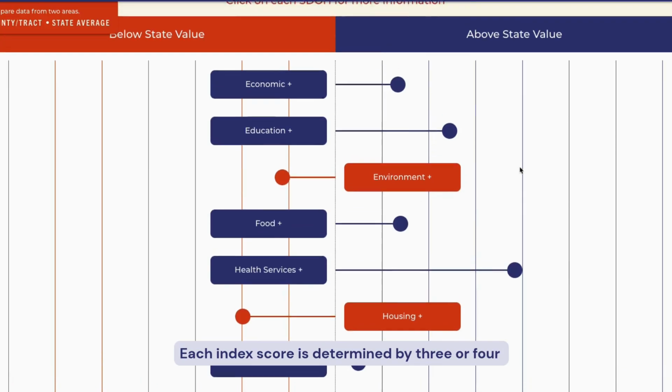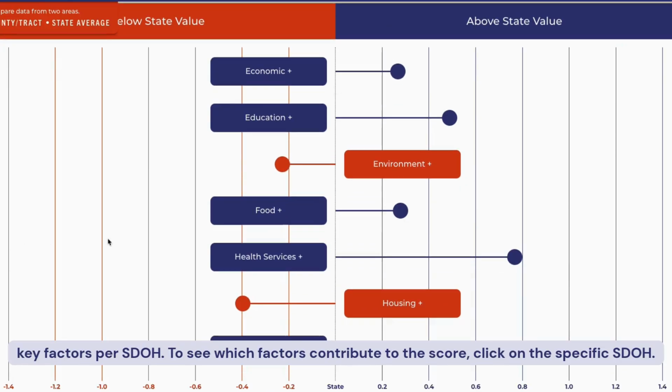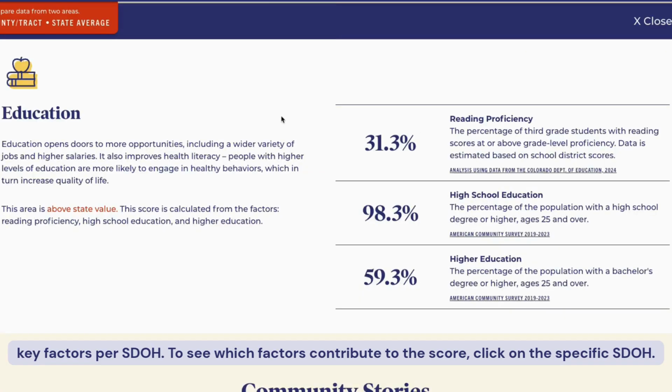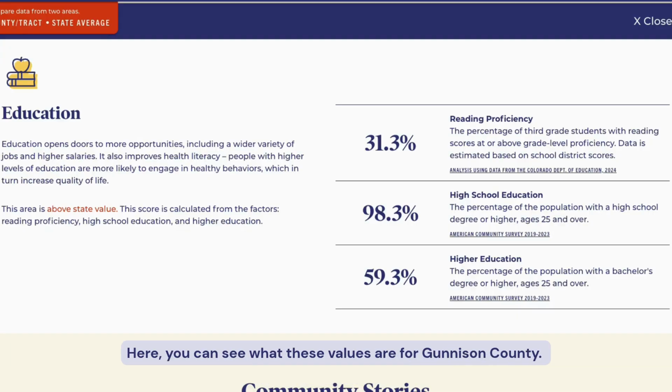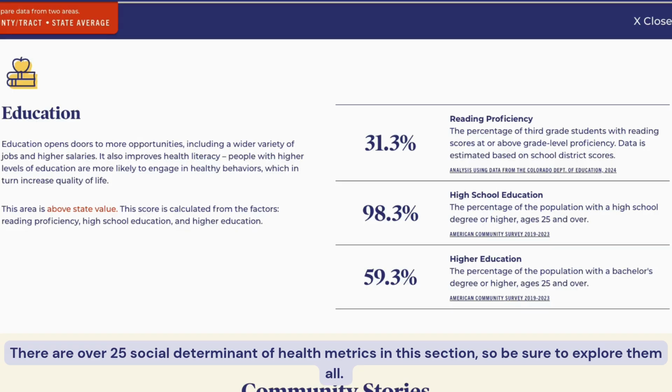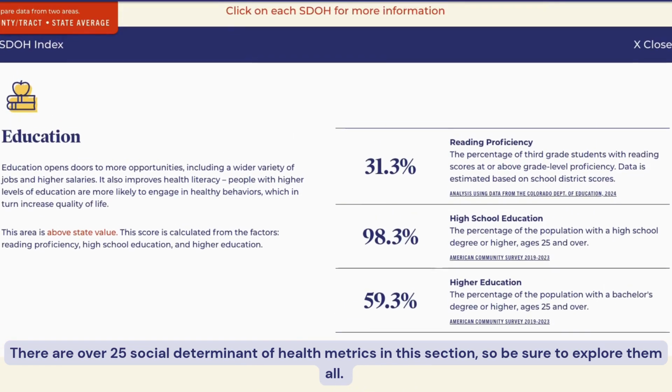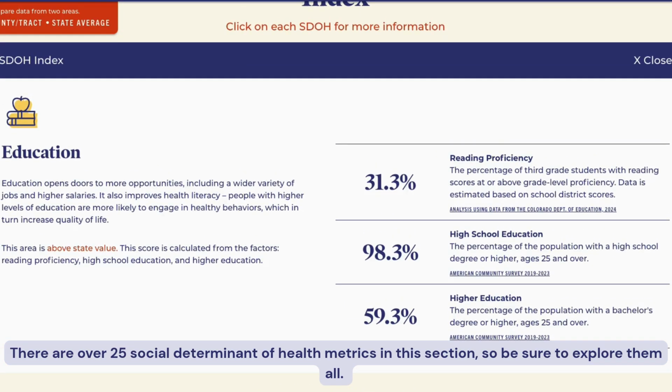Each index score is determined by 3 or 4 key factors per social determinant of health. To see which factors contribute to the score, click on the specific social determinant of health. In the case of education, this index is determined by reading proficiency, high school education, and higher education. Here you can see what these values are for Gunnison County. There are over 25 social determinant of health metrics in this section, so be sure to explore them all.